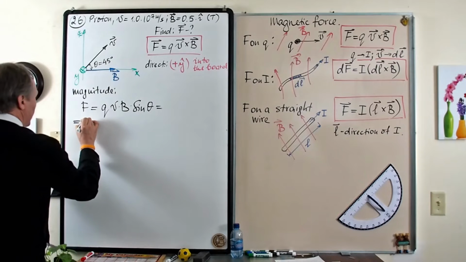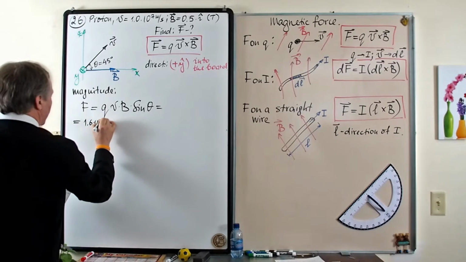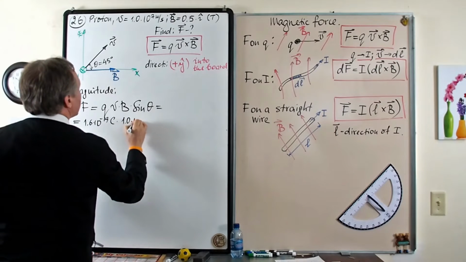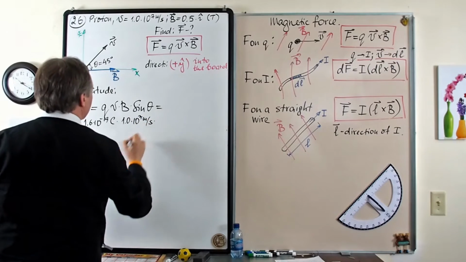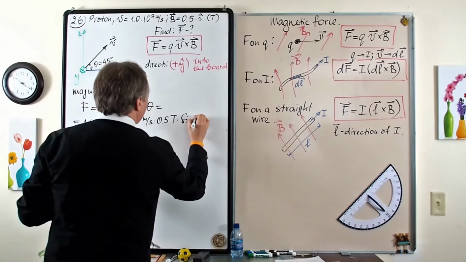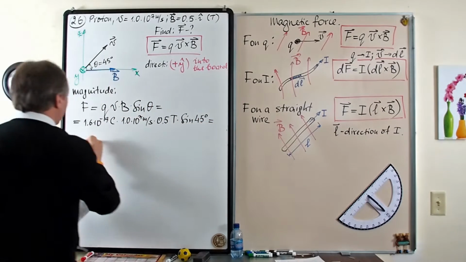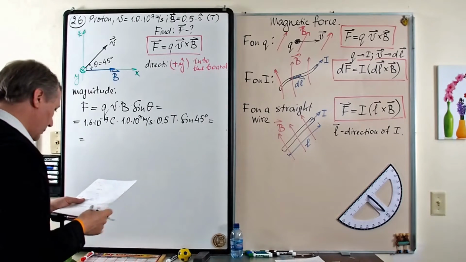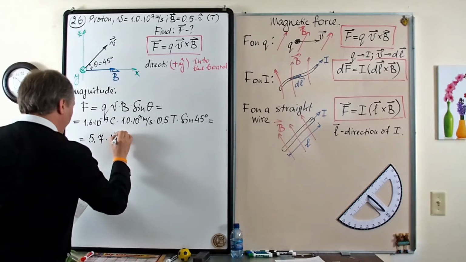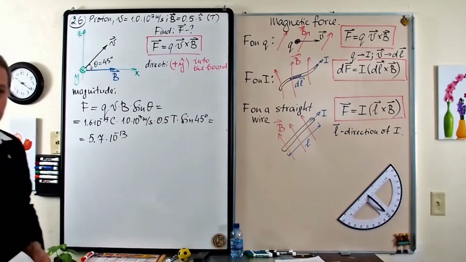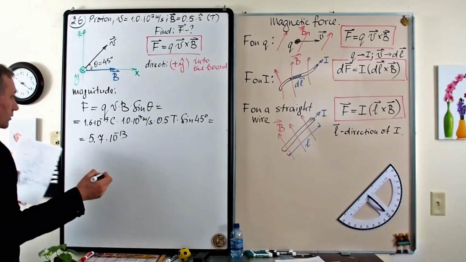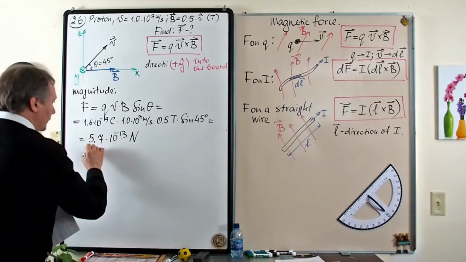Okay, I will write it. So 1.6 times 10 to the power of minus 19 coulombs, velocity is 1 times 10 to the power of 7 meters per second, times magnetic field 0.5 Tesla, and sine of 45 degrees. If you calculate it through, you will end up with 5.7 times 10 to the power of minus 13. It's just force, the same units as in physics 1, newtons. Electric force, magnetic force, friction, tension, whatever, they all have units of newtons, right?